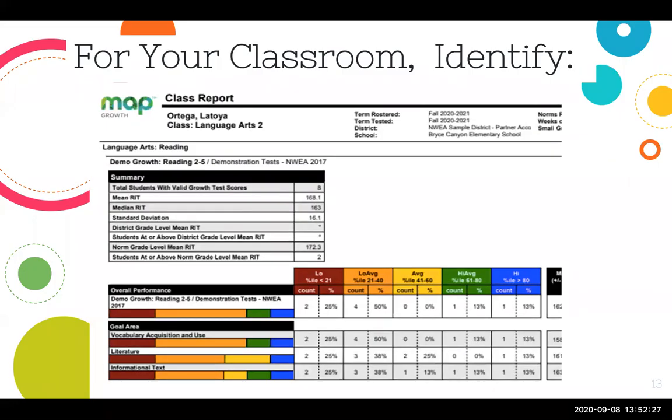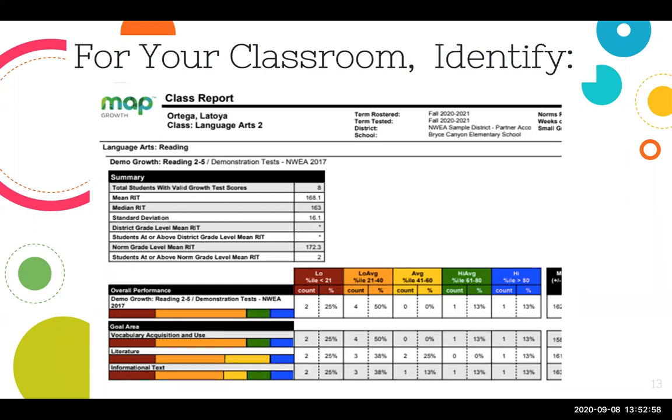Now we'll focus on the next level, an individual classroom report. It shows that in Ms. Ortega's second grade classroom, 26% of her students are scoring in the high or high average ranges in vocabulary acquisition and use, with approximately 75% of her students scoring below the national average. Of the 75%, 25% are scoring in the low range.